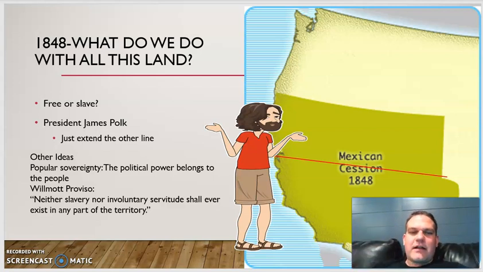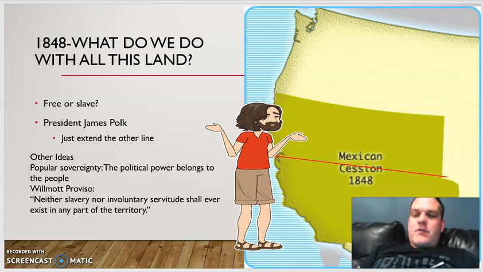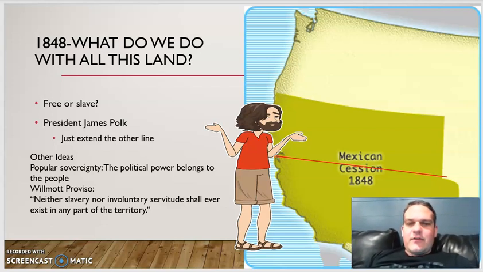Other ideas came out, like popular sovereignty. And it's where the states will get to choose. The people living in that area will get to vote, whether it's free or slave. Wilmot Proviso said, "Neither slavery nor involuntary servitude shall ever exist in part of this territory." So we got the three extremes. We got split it. Okay, that would make what is now Utah a slave or a free state. Would have split California and Nevada in half. Or we got the people who are saying it's all slave or it's all free. Wilmot Proviso, all free, according to that.